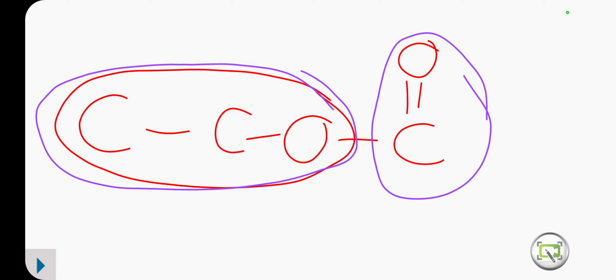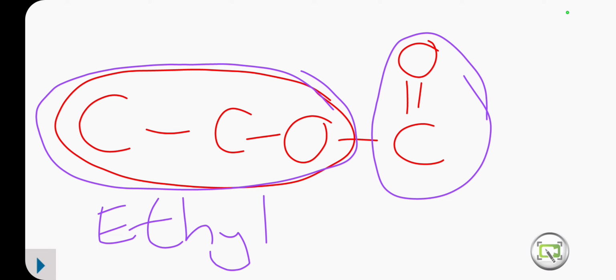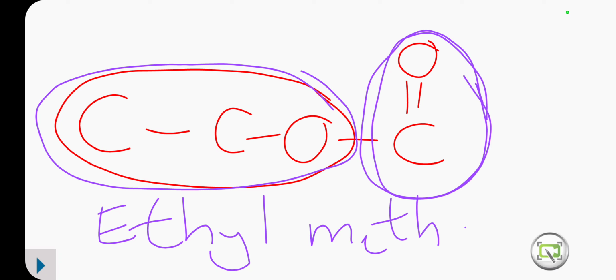And that part comes from the alcohol. So this alcohol that made this ester was an ethanol because it has two carbons attached to the single bond O. So for the ester, we will start off with ethyl and then the next word. Because the next part only has a single carbon, in other words, one carbon, it will be meth. Methanoate.